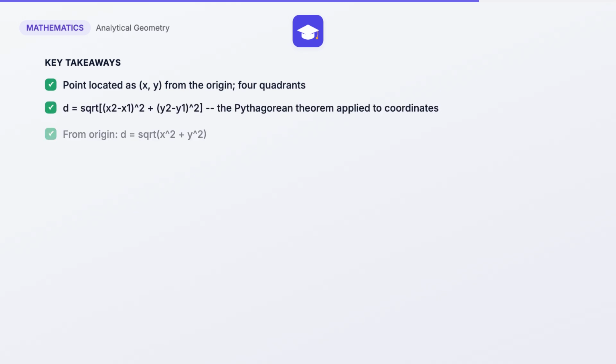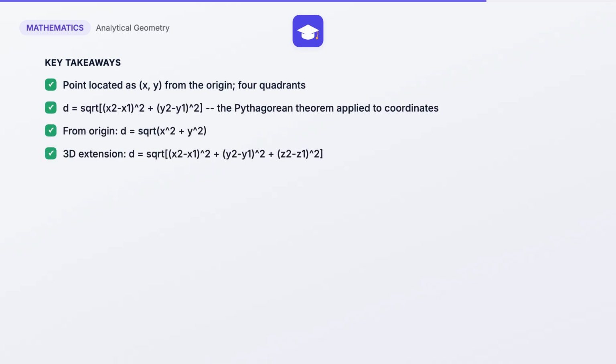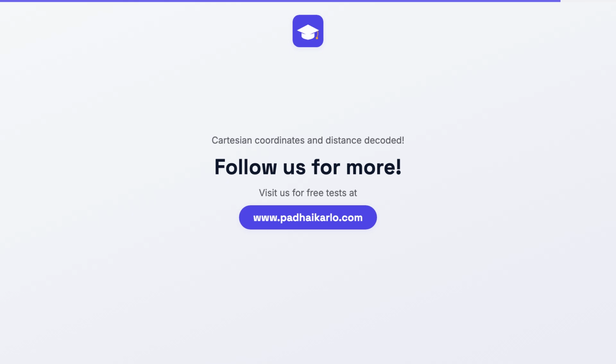Let's recap. The Cartesian system locates every point as an ordered pair (x, y), measured from the origin across 4 quadrants. The distance between 2 points, the square root of the sum of the squared horizontal and vertical gaps, is simply the Pythagorean theorem applied to coordinates, with distance from the origin as a useful special case. Using squared distances to prove triangle properties and extending the formula into 3 dimensions are the key skills this foundational topic tests. That's Cartesian coordinates and the distance between 2 points. Keep the Pythagorean theorem connection sharp. It's the foundation for nearly every formula in coordinate geometry that follows.